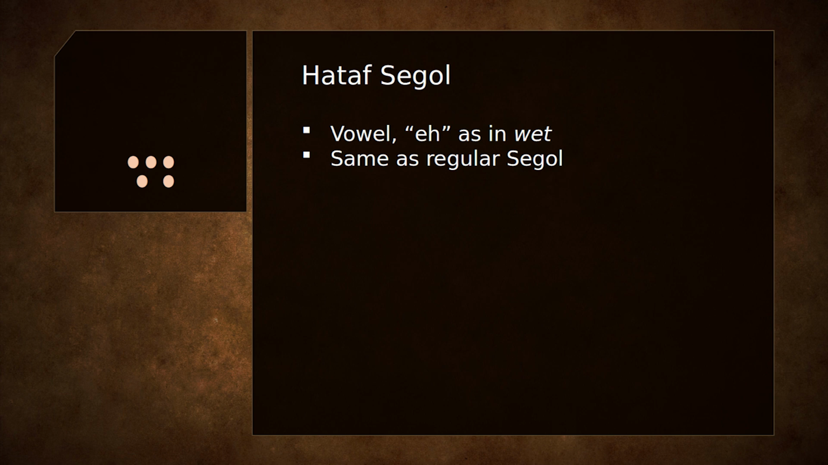Again, I'm not going to explain why this vowel exists right now. Just remember that segol and Khattaf segol make the exact same sound. The next Khattaf vowel is Khattaf kamatz, which, again, looks like a kamatz with a schwa next to it, and makes the exact same sound as the kamatz, which is ah. And the last Khattaf vowel is Khattaf patach, which looks like a patach with a schwa next to it, and as you may have guessed, makes the exact same sound as a regular patach.